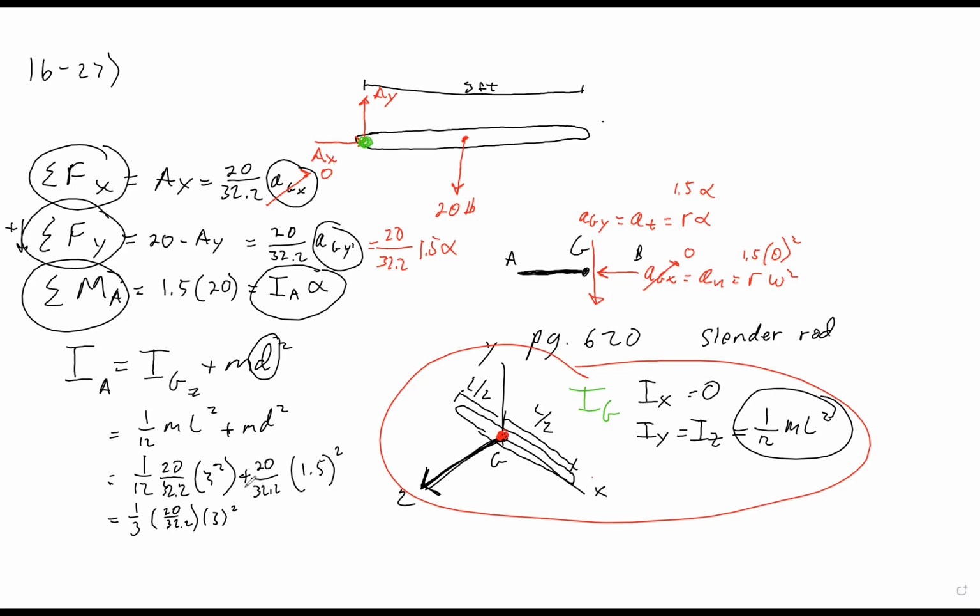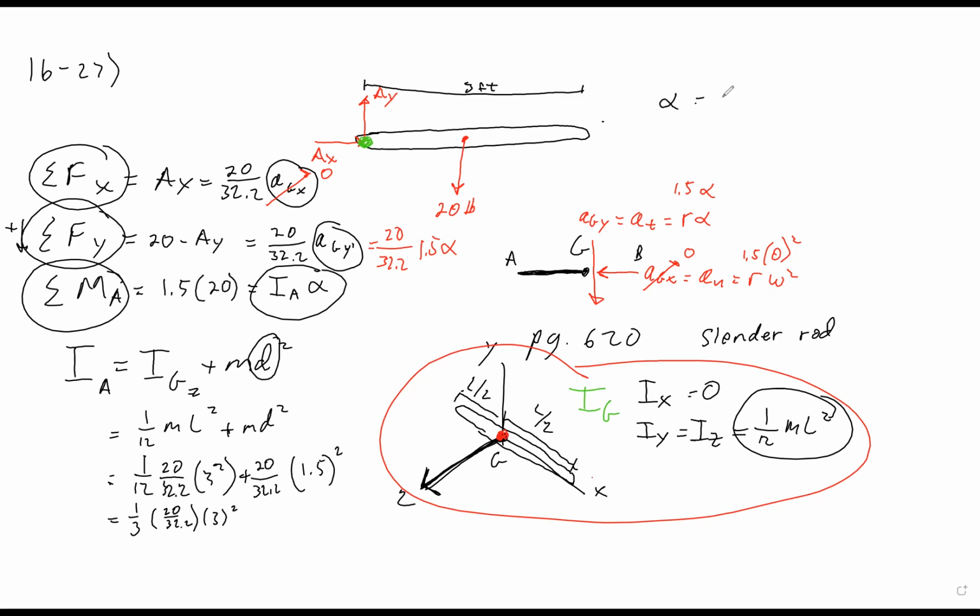If we recap, we ended up with 6 unknowns, but the acceleration of G in the X is 0, and the acceleration of G in the Y can be written in terms of the angular acceleration. And we just found the value for the rotational inertia about A. Sorry, I meant that the acceleration of G in the Y is related to the angular acceleration. So now we have 4 equations and only 4 unknowns, so we can solve.